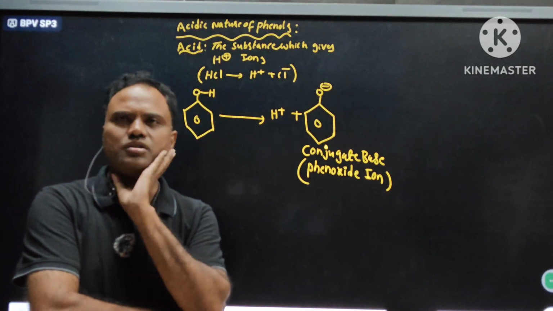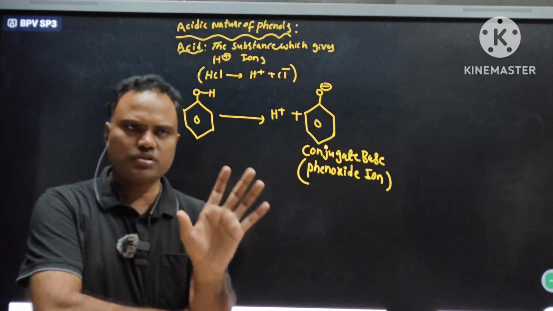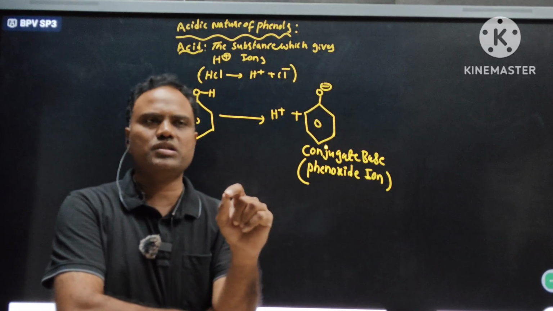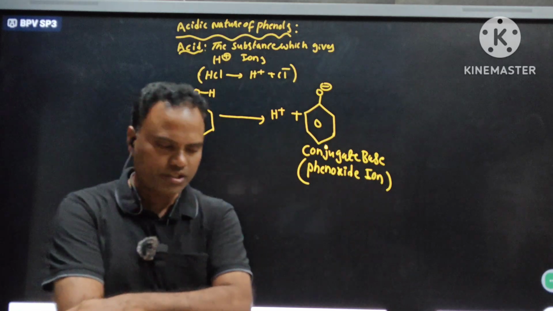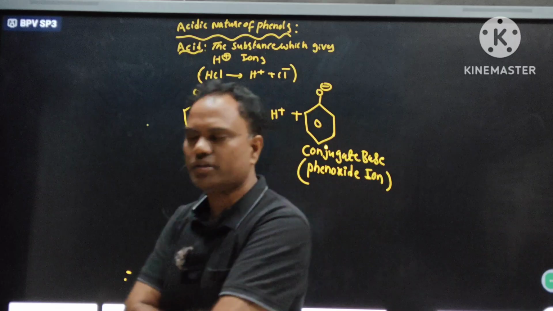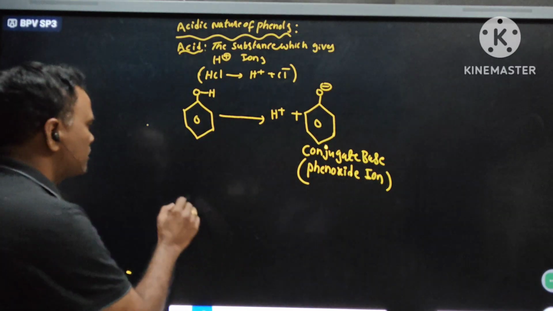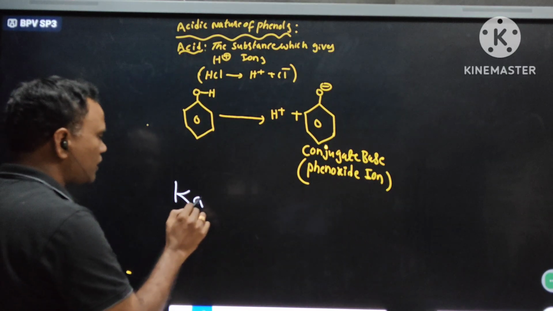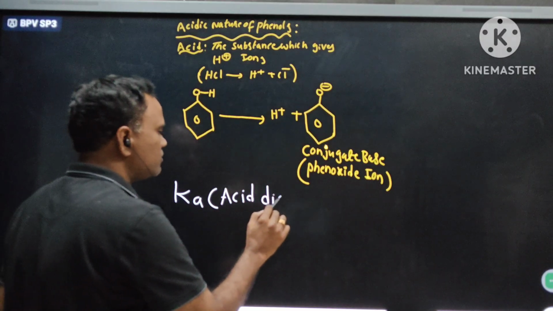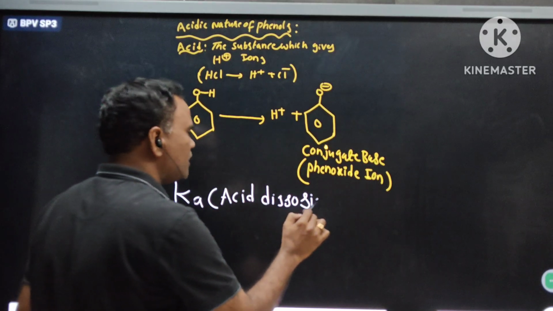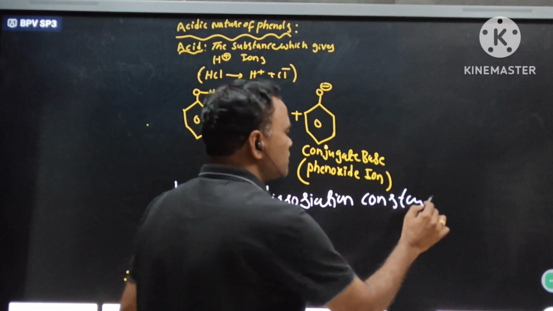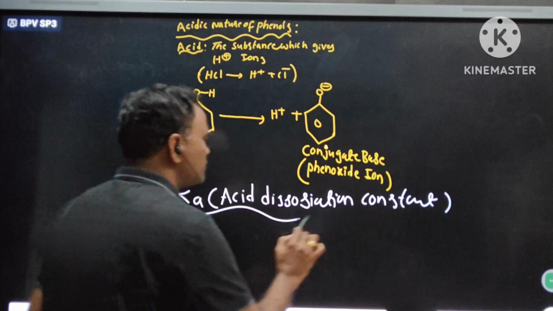In the acids and bases chapter of first year physical chemistry, you discussed dissociation constants. Dissociation constant, Ka, acid dissociation constant, base dissociation constant, right? Ka is the acid dissociation constant. What is the significance of the acid dissociation constant?